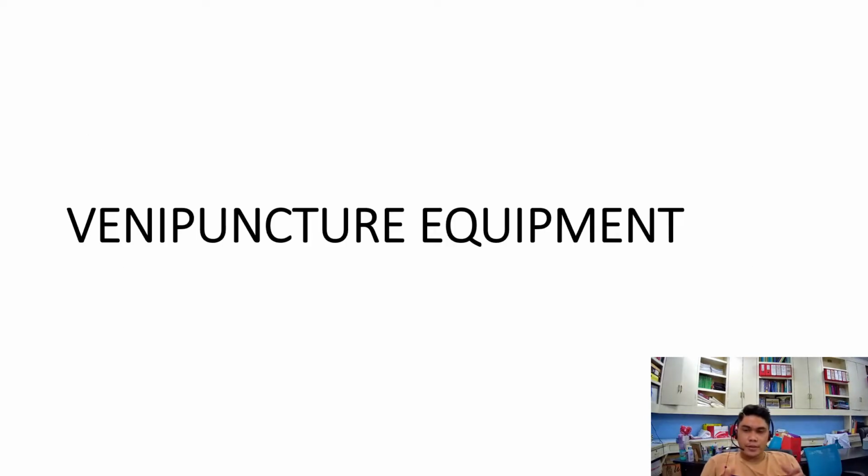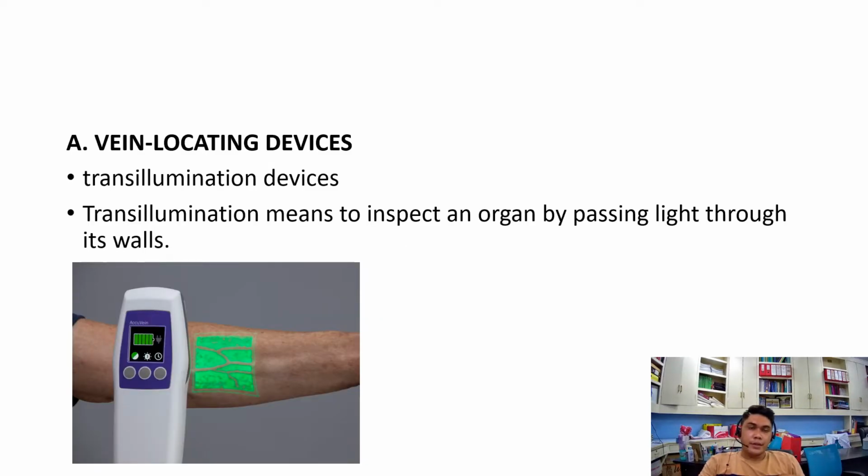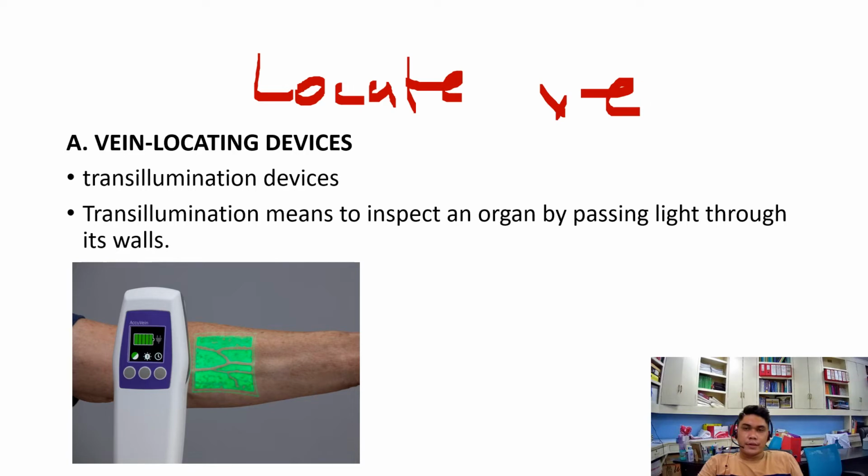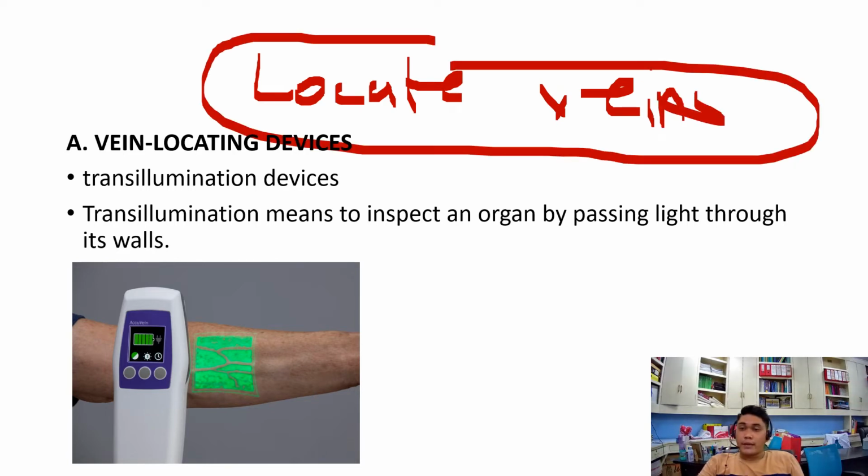Next, we'll talk about the equipment necessary for venipuncture. Let's start with vein locating devices, or transillumination devices. The purpose of transillumination devices is to locate veins. So that's the purpose of our vein locating devices.